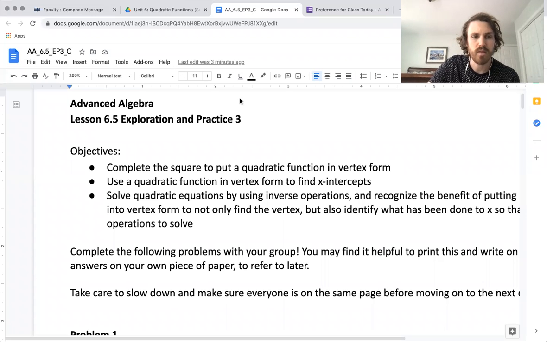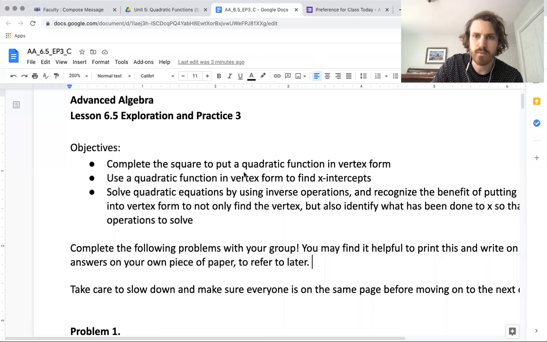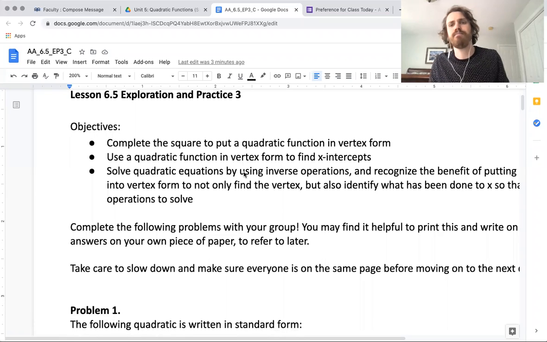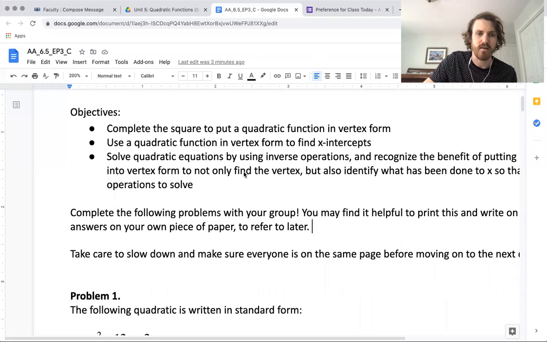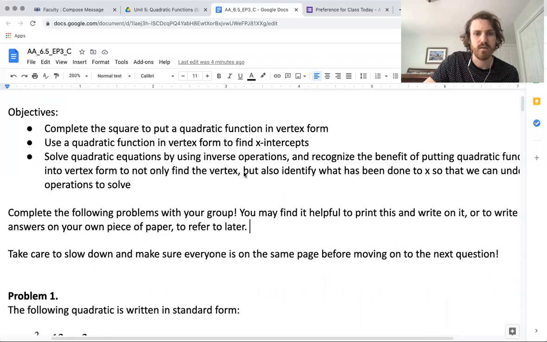All right, so I'm going to be working through this 6.5 exploration in practice 3. Really what this is about is completing the square, which allows us to basically put quadratic functions in vertex form and then find a lot of different characteristics about them.